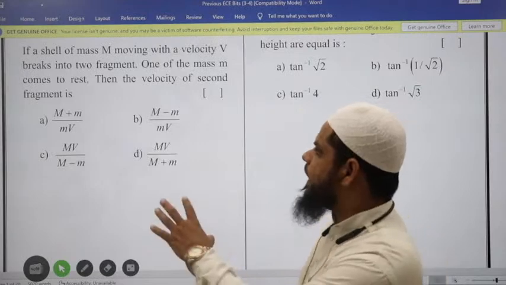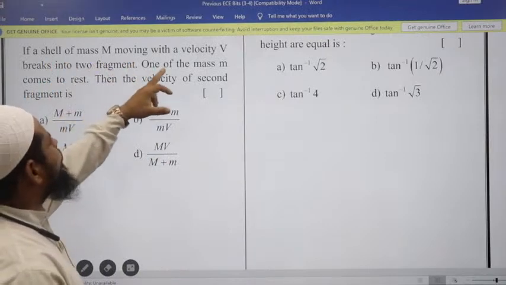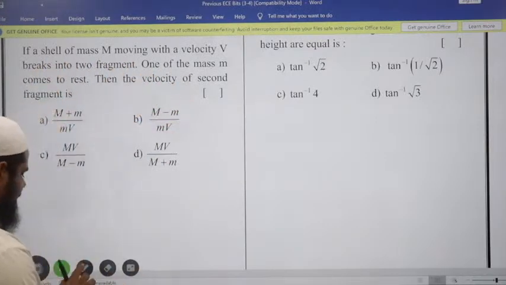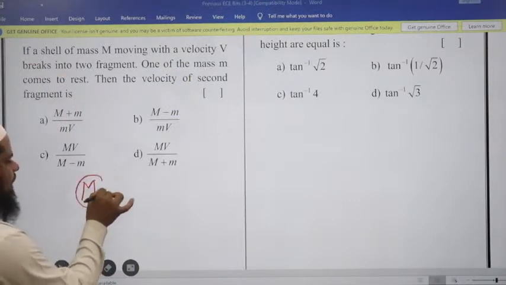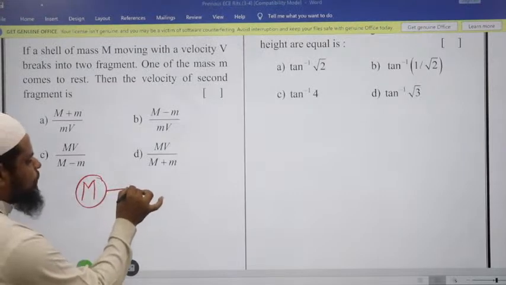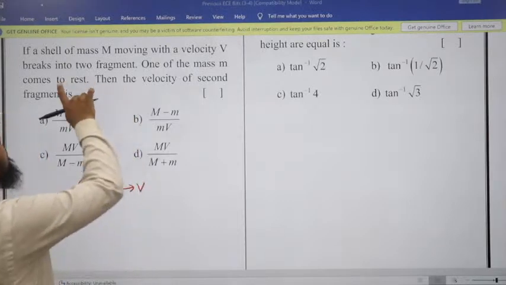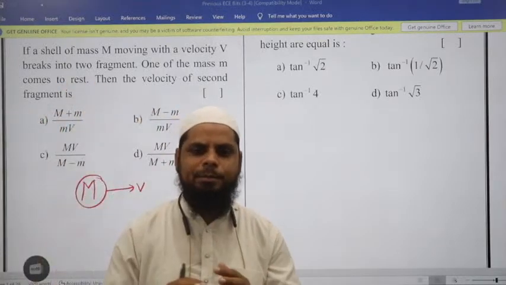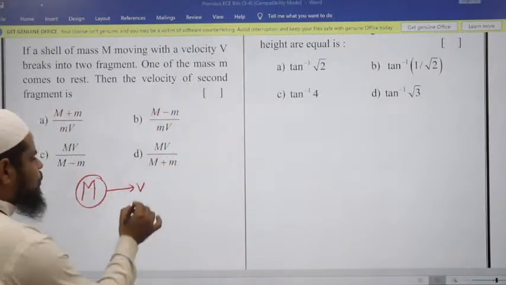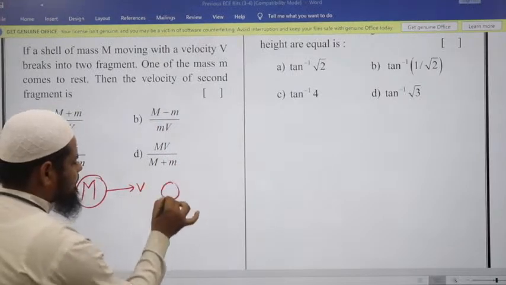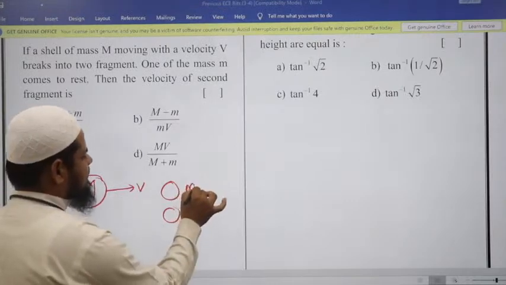So he has given that, look at this, if a shell of mass capital M moving with velocity v, that is the initial mass, that mass is moving with velocity v, and it breaks up into two fragments. That is, it broke into two pieces. Here this mass breaks up into two fragments. So what are those two fragments? Consider them as m1 and m2.